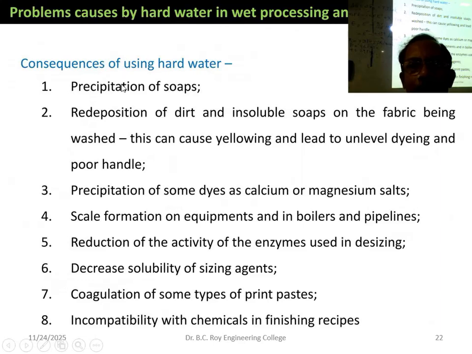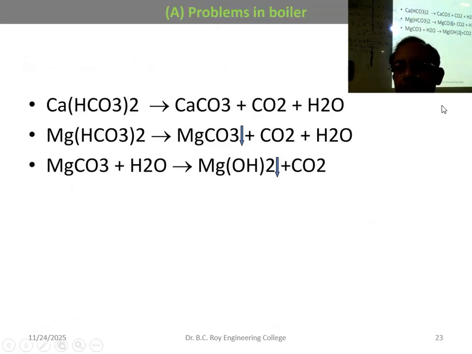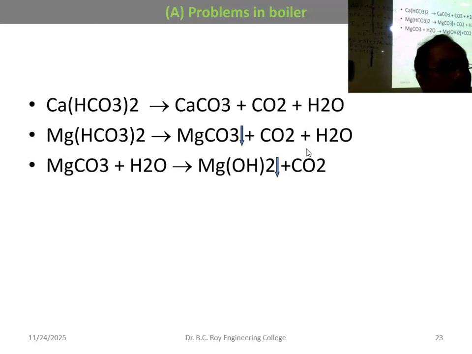Using hard water has consequences: precipitation of soap, deposition of dirt and all, precipitation of some dyes, scale formation. These are the different effects, and these are the reactions involved. Boiler: boiler means a container where water will boil. From that we produce steam. The steam goes to the turbine, it rotates the dynamo, and that's why current is produced. That is called boiler.